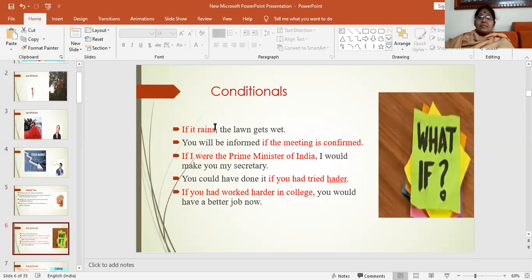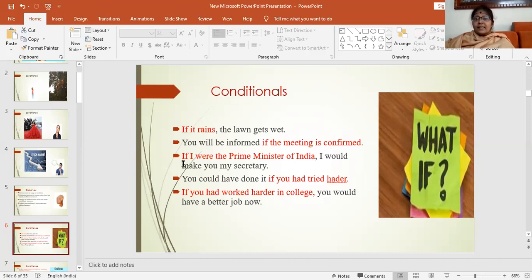So we talk in such sentences, right? If it rains, many a time I would always think that if I have dried my clothes outside and I've gone out, if it rains, my clothes will get wet, right? So that is one condition that we always talk about. You will be informed if the meeting is confirmed. Now, all of you are saying, when will the colleges be open? So you will be informed if the colleges are going to reopen, right? If the date is fixed, you will be informed, right?